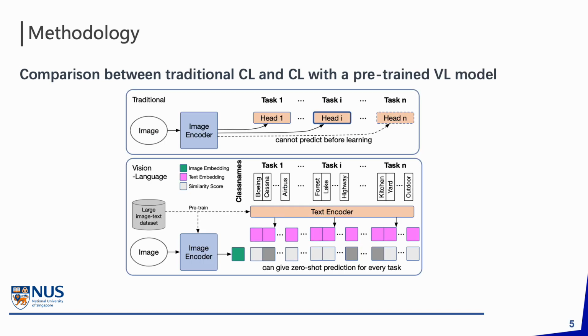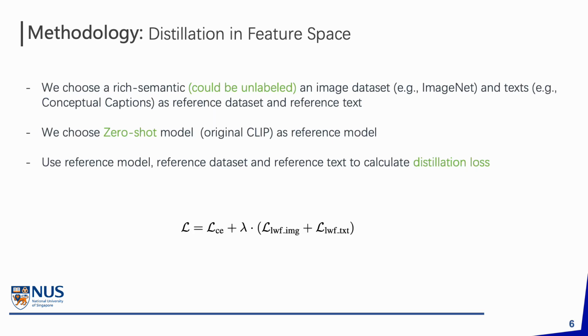Now, let's compare traditional continual learning and continual learning with a pre-trained vision language model. In traditional continual learning, each task is handled by a specific task head, while a vision language model's text encoder can handle an infinite number of potential tasks. This is very different from the traditional setting.